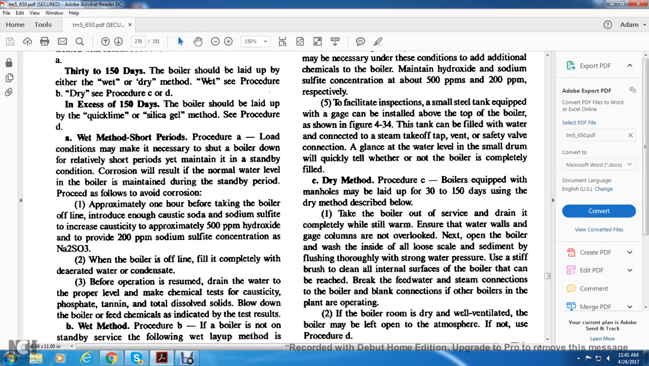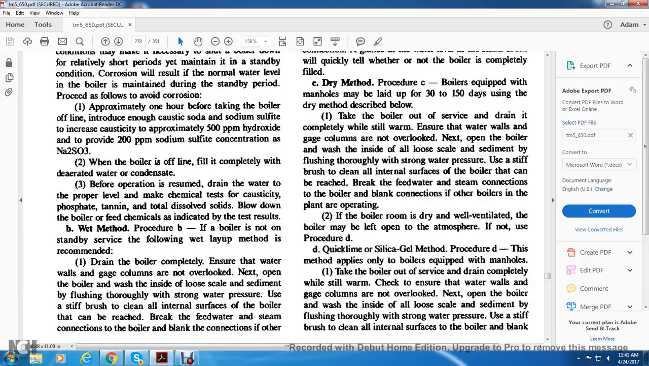Approximately 1 hour before taking the boiler offline, introduce enough caustic soda and sodium sulfite, increasing the caustic to approximately 500 parts per million hydroxide and providing 200 parts per million sodium sulfite concentration. As soon as the boiler is offline, fill it completely with aerated water condensate.